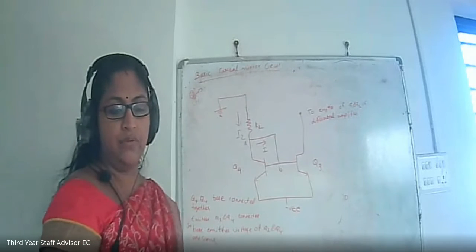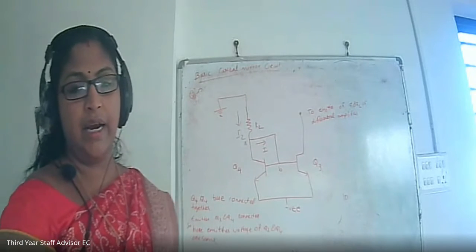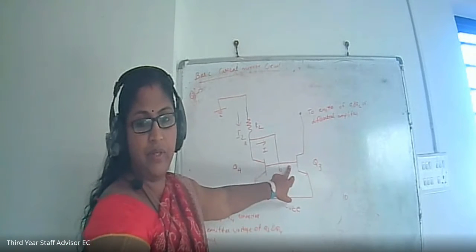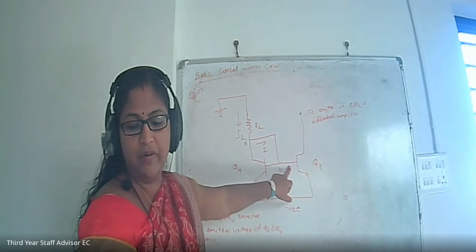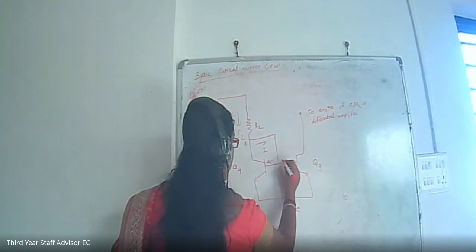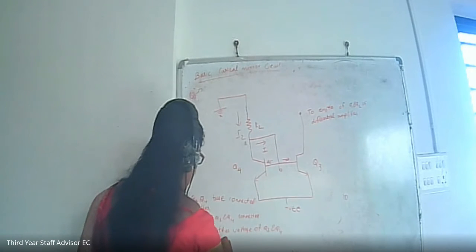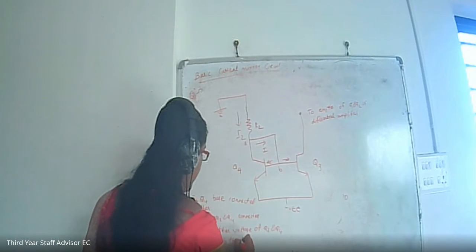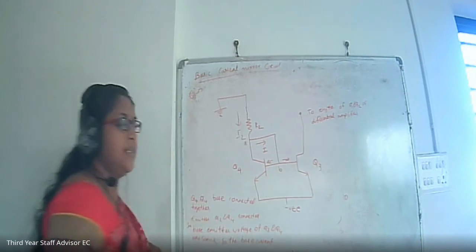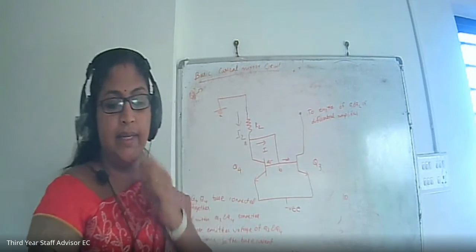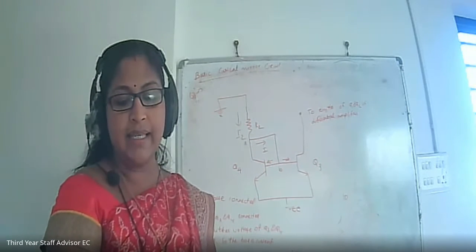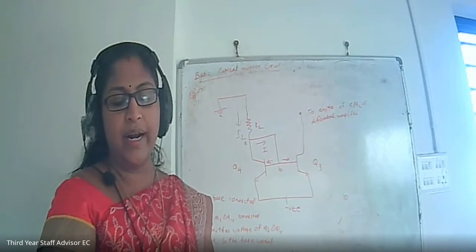The base emitter voltages are the same. As a result, the base currents will also be the same. What is the base current? The current through this one is in this manner, the current through this one is in this manner. So the base currents will be the same. Why is it like that? Because both the bases are connected together and the emitters are connected together. As a result, the base emitter voltage and base currents are the same.